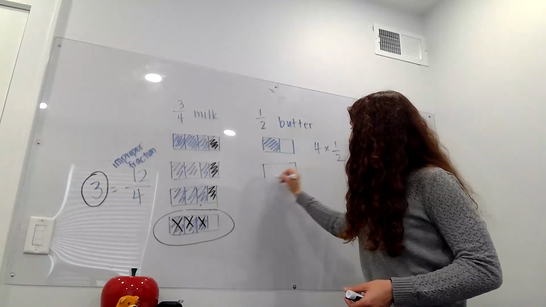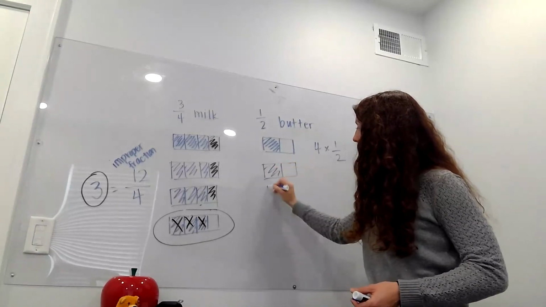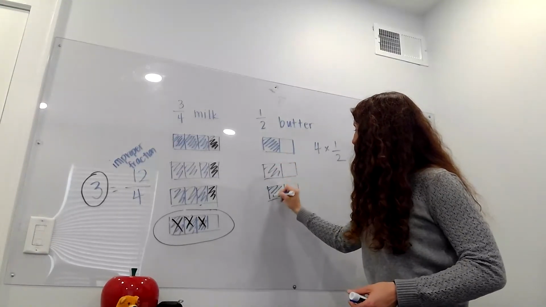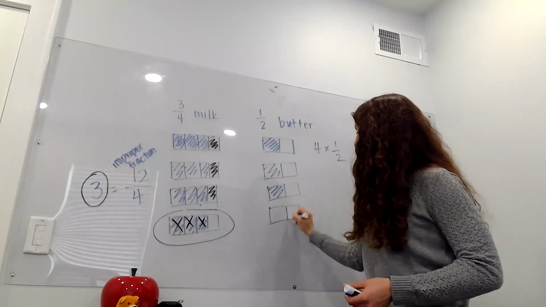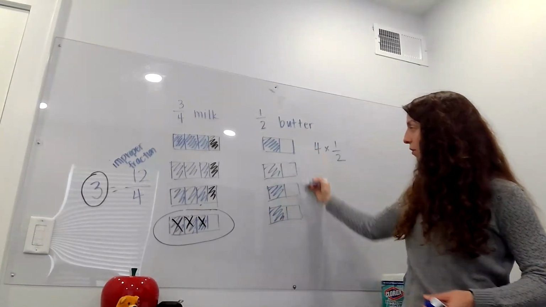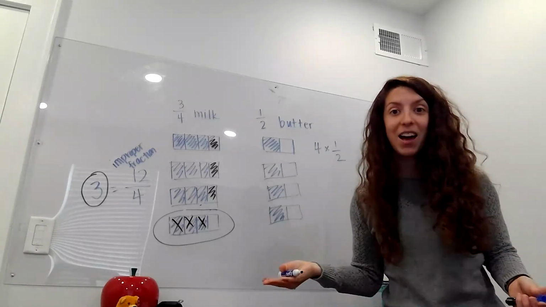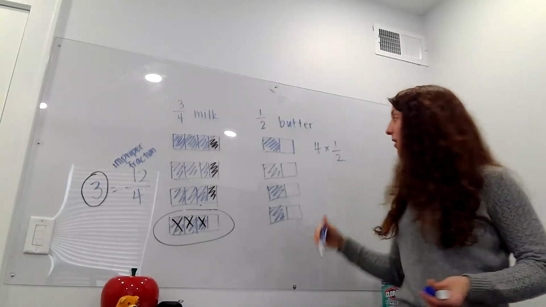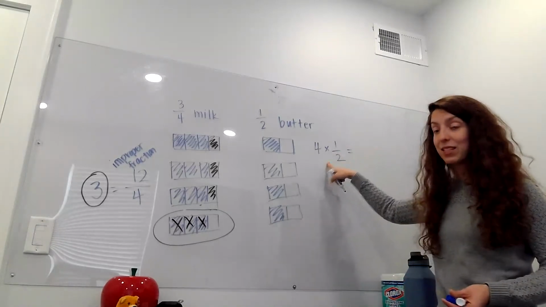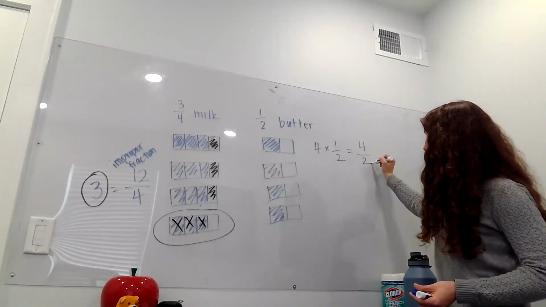So I'm just going to draw my halves. 1, 2, 3, 4. So I have quadrupled my halves. I have 4 halves, right? 4 over 2. So 4 times 1/2 is the same as 4 over 2.